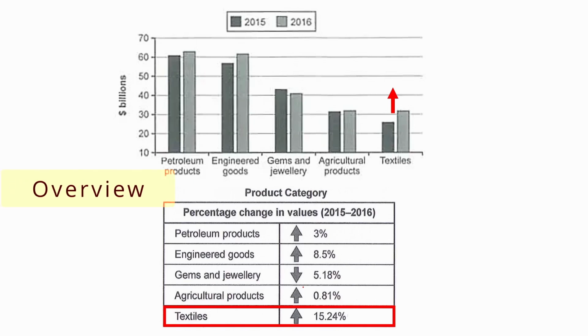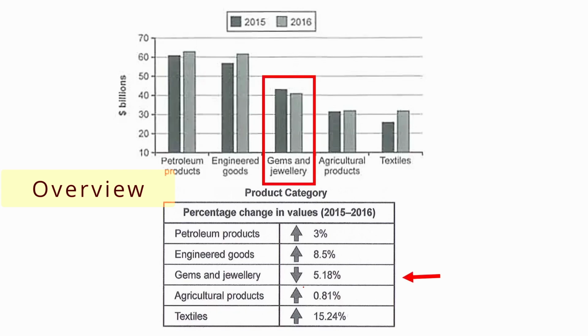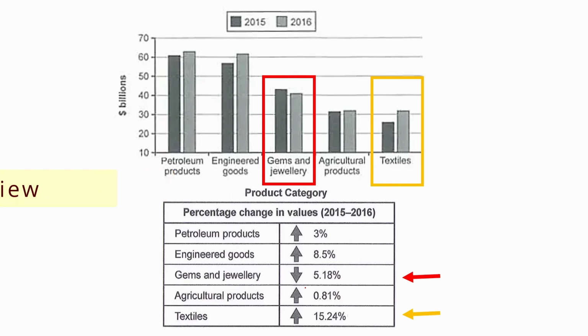Now, for the overview, again, we need to identify the main points and mention them in that. So here, all of them increased, right? Except for gems and jewelry. This is something you might want to mention in your overview. And also how big or small those changes were. The biggest one here was textiles, right? 15.24%. This is something also I will use in my overview. But remember, do not use any numbers or percentages. Just simply mention the name of the products. So it's time to write.